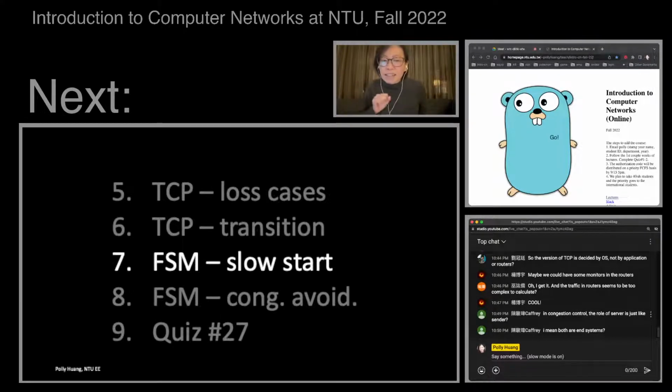All right, now the last videos are just to describe what we talked about already in the previous 4 videos, but in a more formal way in terms of finite state machine. Okay, and now let's start incrementally as well. First, the slow start part of the finite state machine, which you saw a little bit.